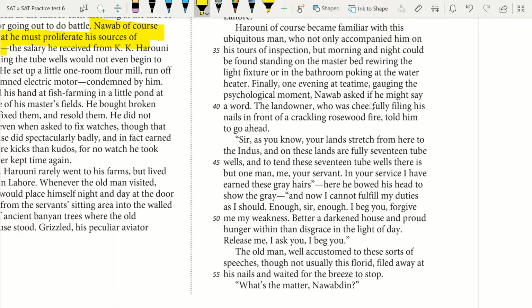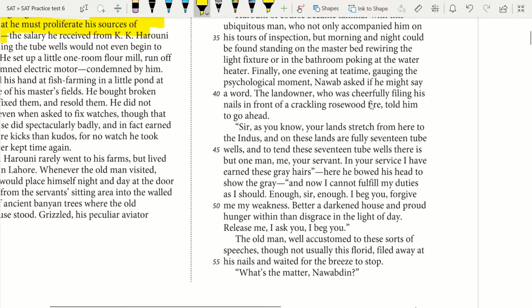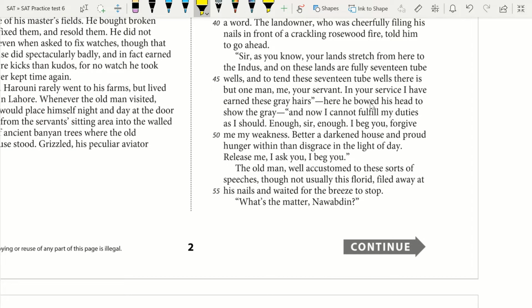Finally, one evening at tea time, gauging the psychological moment, Nawab asked if he might say a word. The landowner, who was cheerfully filing his nails in front of a crackling rosewood fire, told him to go ahead. "Sir, as you know, your lands stretch from here to the Indus, and on these lands are fully 17 tube wells, and to tend to these 17 tube wells there is but one man, me, your servant.